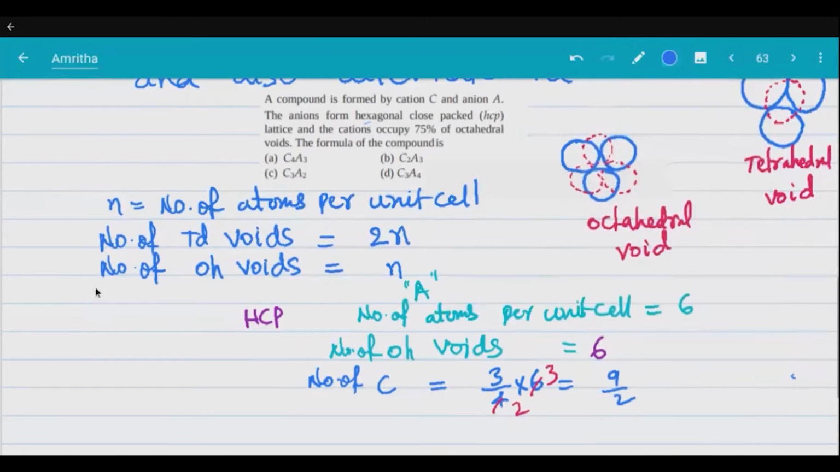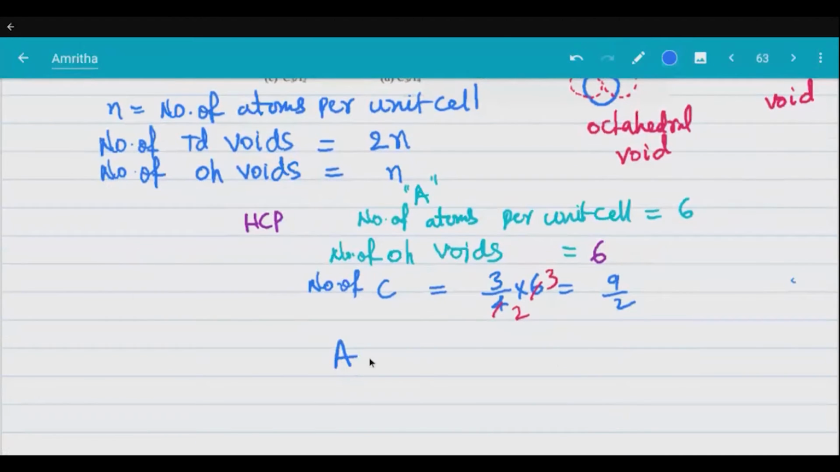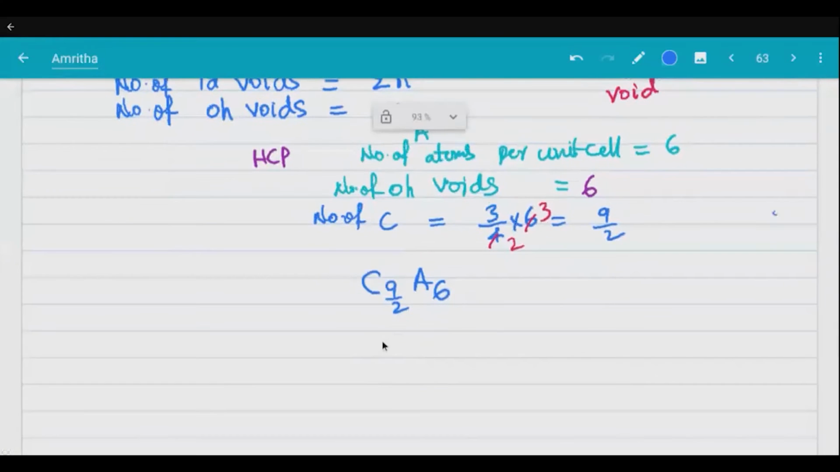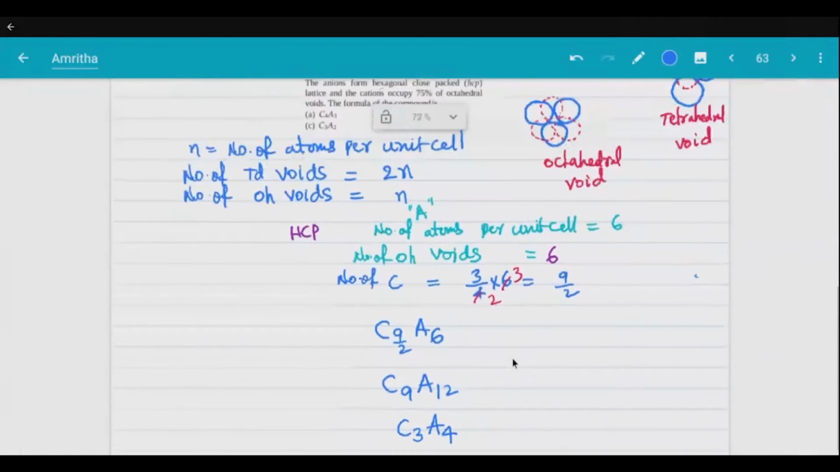Okay, fine. Now we know A and C. C is 9/2, A is 6. So we'll convert into a simple ratio. Multiply with 2: C is 9, A is 12. Our simple ratio will be 3 times, this is 4 times, so C3A4. So this is how you should do it.